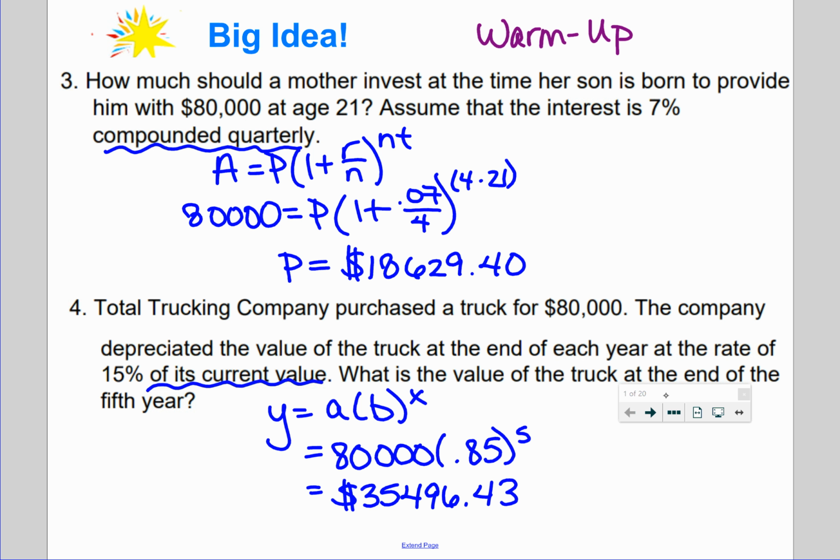So because it's depreciating, you take away 15%, which is where that 0.85 is coming from. And you will know you made a mistake if you put the wrong percentage there. Like if you put 0.15 and you take it to the fifth power times 80,000, you're going to get the truck's worth like $3 after 5 years, which doesn't make sense. So you know you did it wrong.